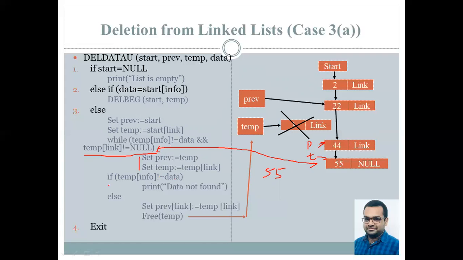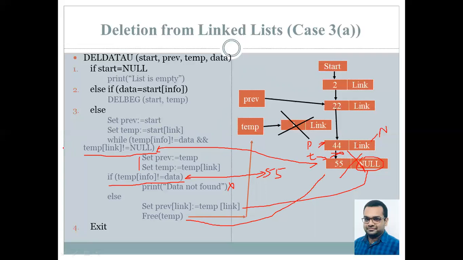Now over here we'll come to the if part and we'll check if temp's info is not equal to the data, which is actually not true because temp's info is equal to the data that we want to delete over here. So this statement will not be executed and previous link will be set equal to temp's link. Now you can clearly see over here the temp's link is null. So as soon as we set the value of previous link equal to the temp's link, previous link now becomes null. Therefore, this node will simply be deleted from the memory. This link will be broken. And then after execution of free temp, this node will cease to exist in the linked list.